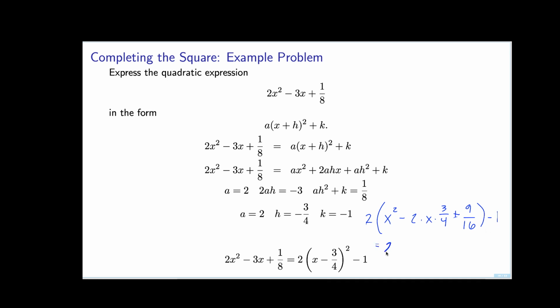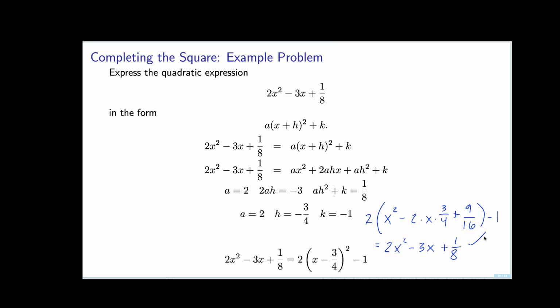Working that out, we get 2x squared. 2 times 3 over 4 gives us 3 over 2, and then the whole thing is multiplied by 2, so we get minus 3x. 2 times 9 over 16 gives us 9 over 8. Minus 1 gives us 9 over 8 minus 8 over 8, so we get plus 1/8, which is what we expected. So you can always check your work by quickly multiplying out at the end.